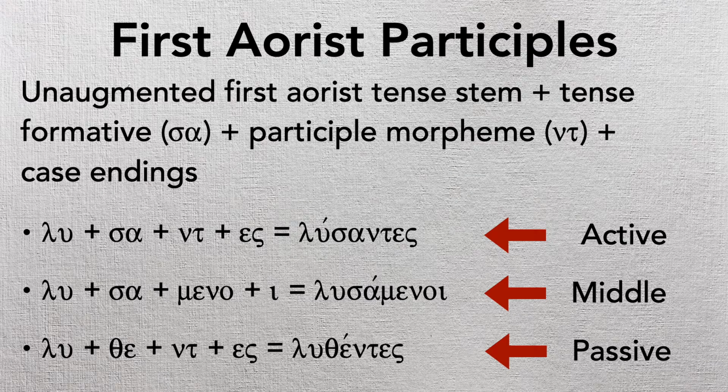Notice it takes that active, that nu tau, active participle morpheme, kind of like how aorist passive verbs took active endings. Well, aorist passive participles take active participle morphemes. I don't know why. Aorist just likes to be difficult in that way. We just have to be aware of it. But luthentes is the result there, okay?